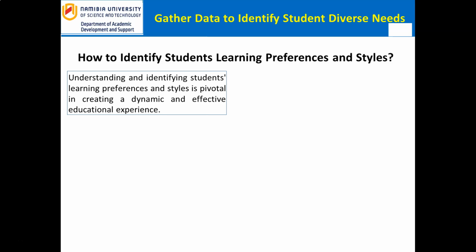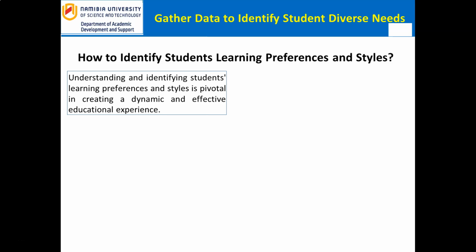How to identify students' learning preferences and styles. Understanding and identifying students' learning preferences and styles is pivotal in creating a dynamic and effective educational experience. Each student is unique, with their own way of processing information and engaging with the material. By recognizing and catering to these individual differences, academics can enhance the learning environment, promote better academic outcomes, and foster a more inclusive classroom atmosphere.